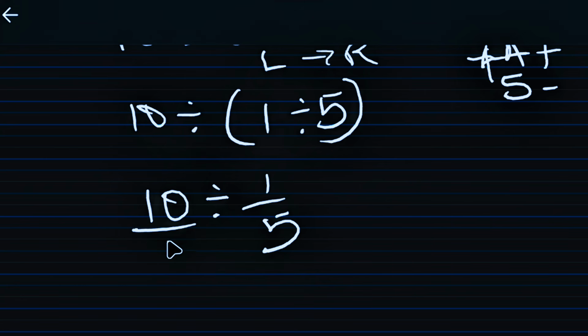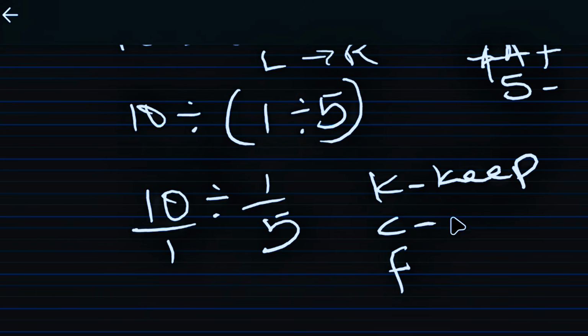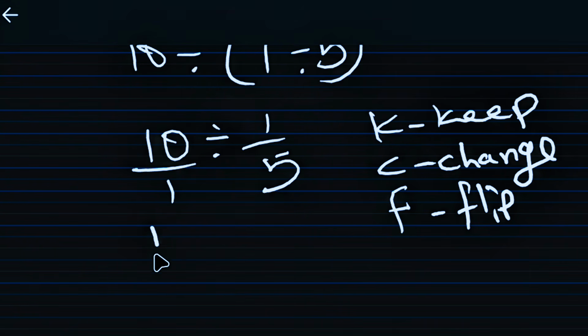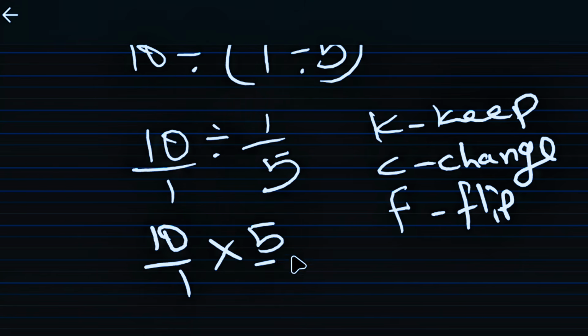And this 10 can be divided by 1 as well. So when you have two fractions dividing each other, you have to apply this rule that is called the KCF rule. K stands for keep, C stands for change, and F stands for flip. So we are going to keep 10 divided by 1, change the division to multiplication, and flip this.